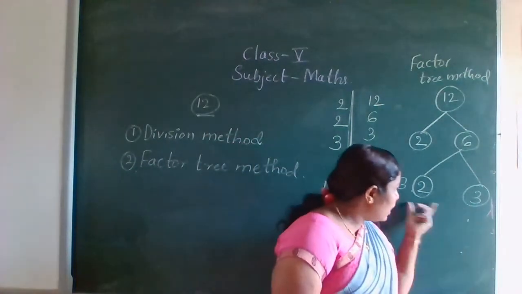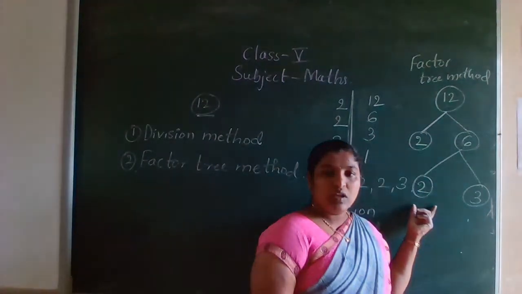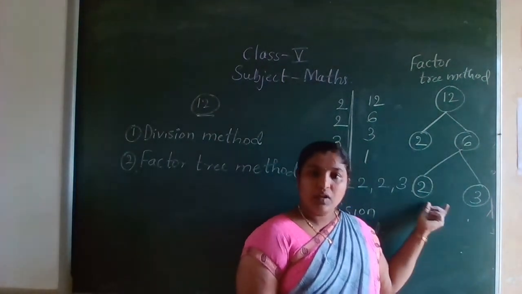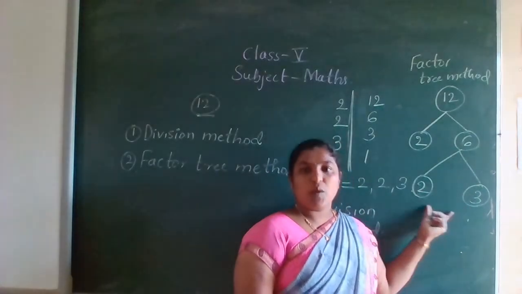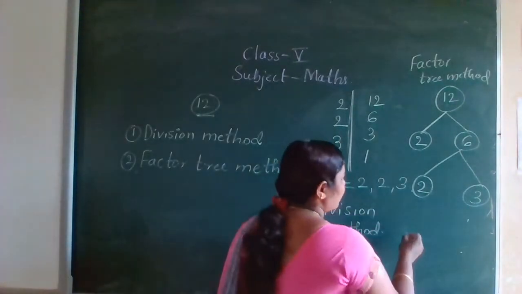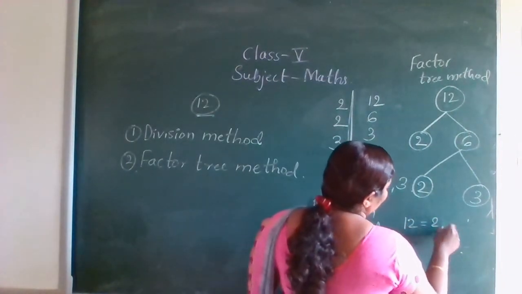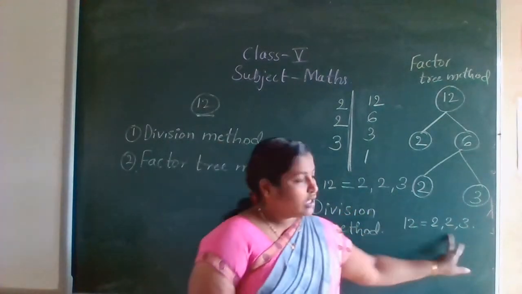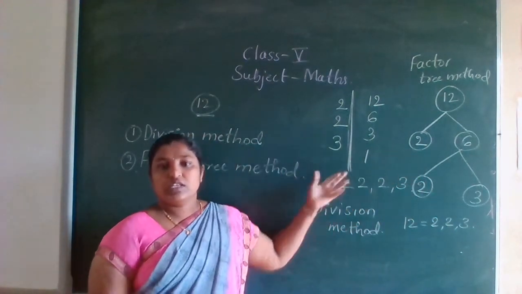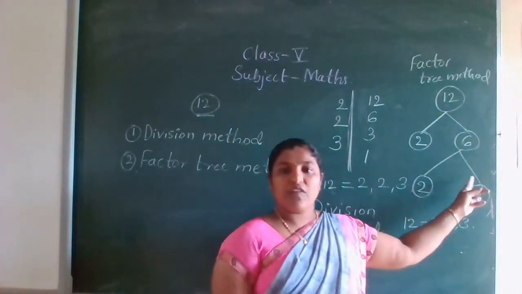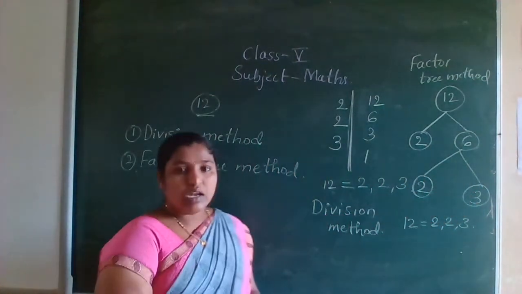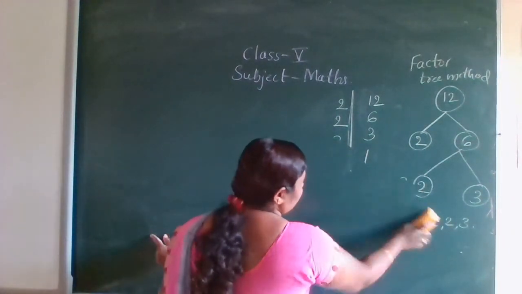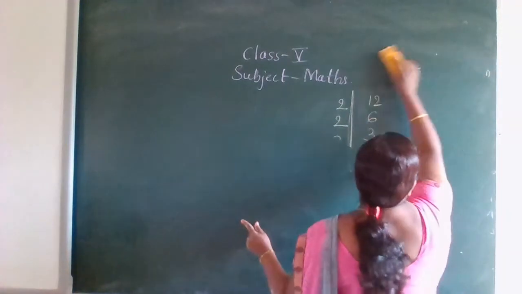Just observe both the numbers. Is there any composite number? No, because 3 is also prime, 2 is also prime. Now this problem is over. Now the prime factors of 12 are 2, 2 and 3. Same answers, but the methods are different. This is the division method and this is the factor tree method. Got it?